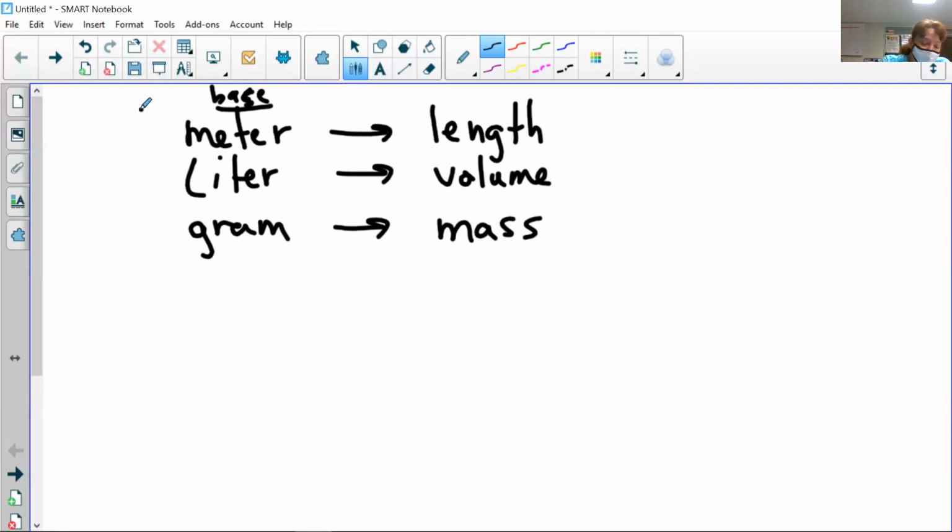The abbreviation for these, we use a lowercase m for meter, a capital L for liter, and a lowercase g for gram. So when you see those units, those are what we're talking about.